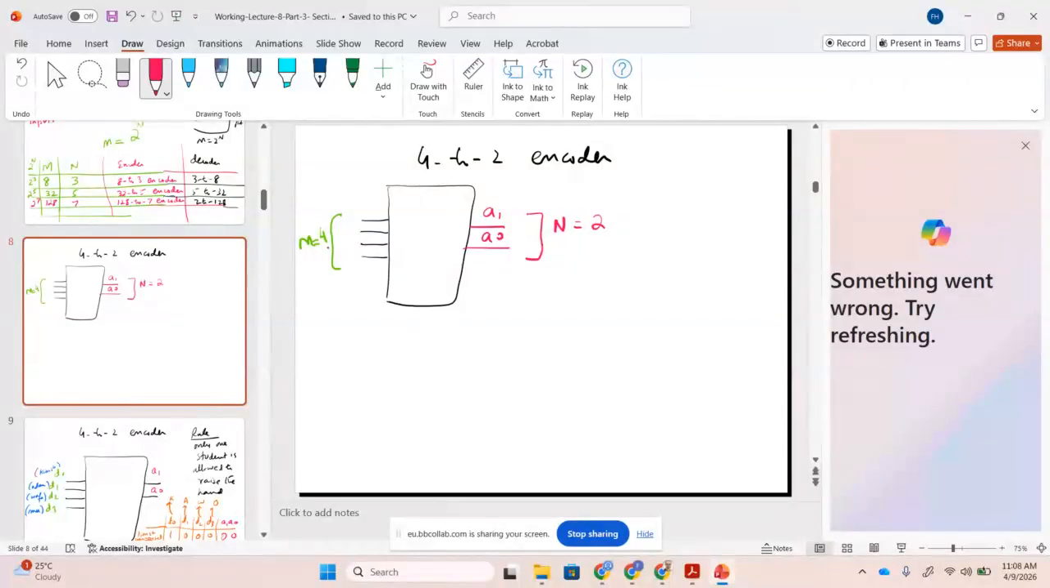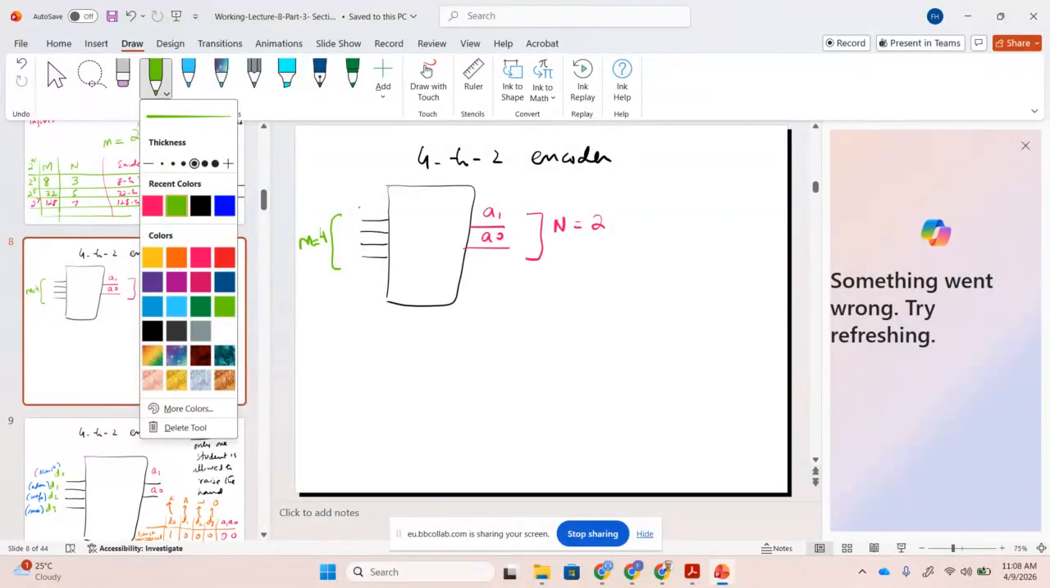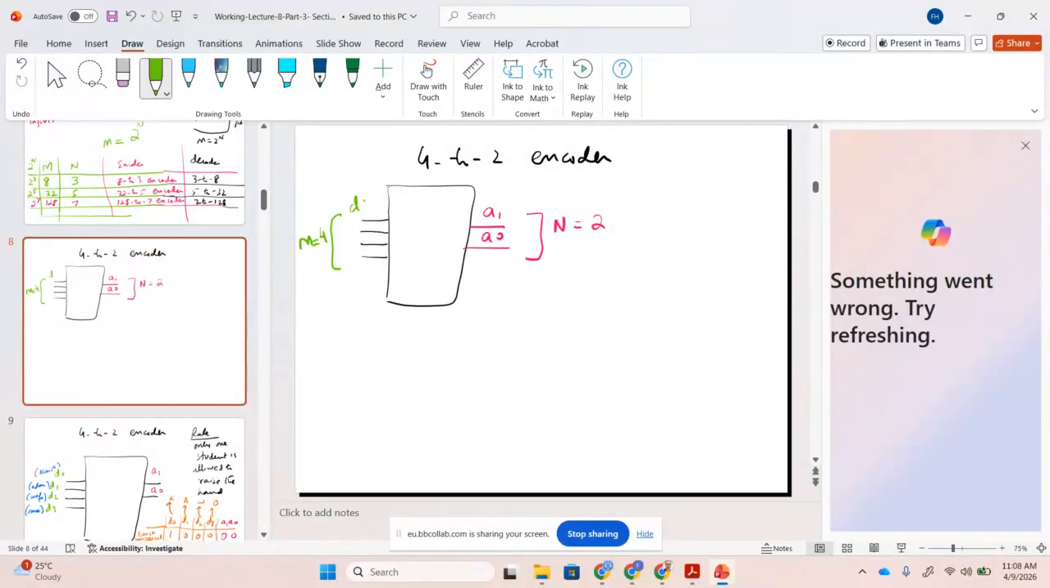Now I'm using the green color: D0, D1, D2, and D3. Got it or not got it? So basically there are 4 inputs. So we call this a 4 to 2 encoder. Okay, I'll explain this now in an example.